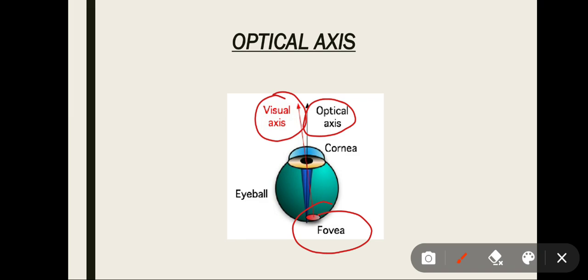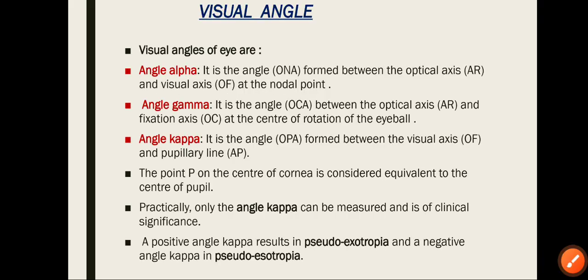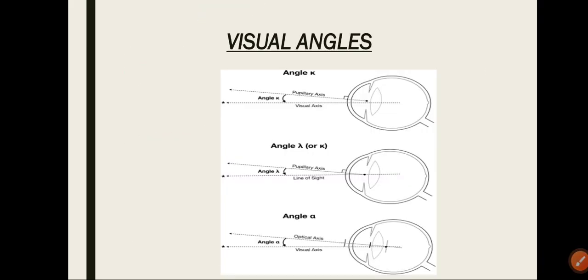So what are the visual angles? We'll now talk about visual angles. There are three types of visual angles: angle alpha, angle gamma, and angle kappa.